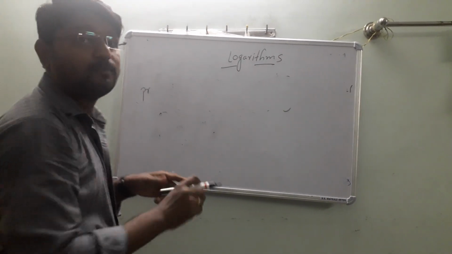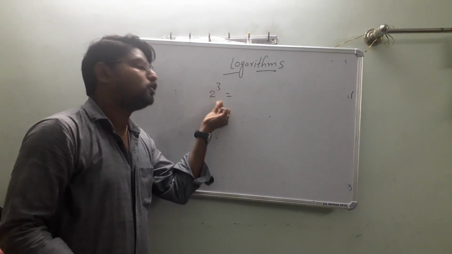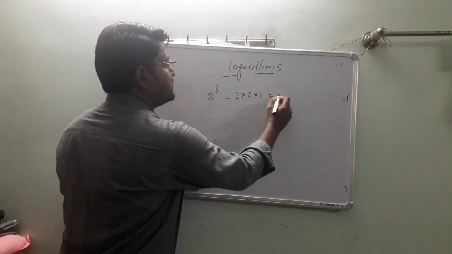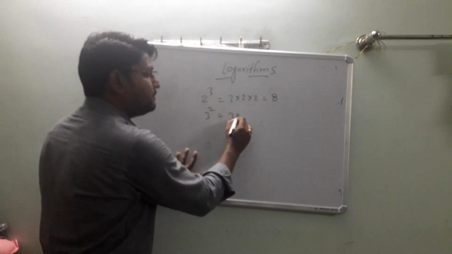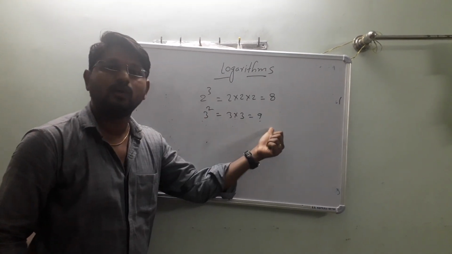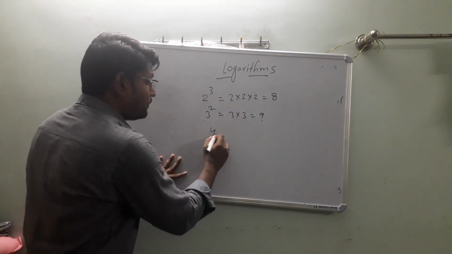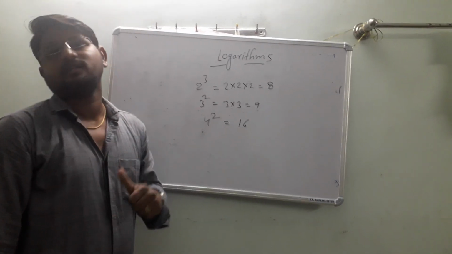So I am writing different types of exponential forms. For example, 2 cube. What is the value of 2 cube? Students already know 2 is repeated 3 times. So 2 into 2 into 2 is equal to 8. 2 2s are 4, 4 2s are 8. And 3 square, 3 is repeated 2 times, 3 3s are 9. So the 2 cube value is 8, the 3 square value is 9, and the 4 power 2 value, students already know, 4 4s are 16.